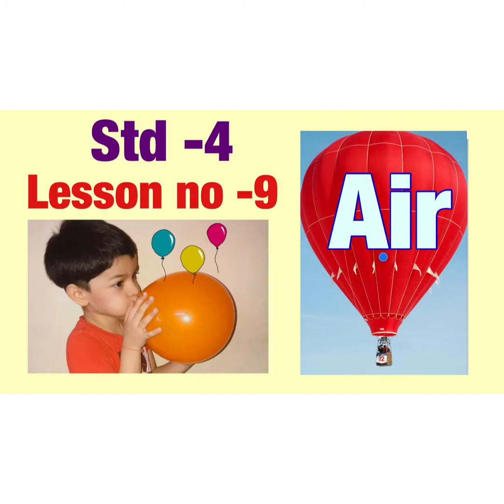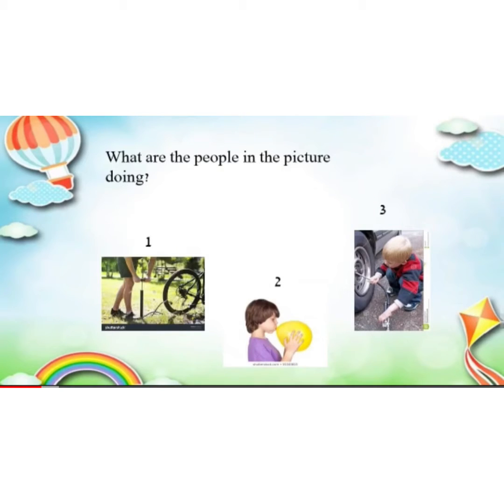Let's start our today's session, that is EVS lesson number 9, and the topic name is air. So students, observe these three pictures. What can you see in the pictures? In the first and the third picture, air is being filled in the tires of the bicycle and the car. In the second picture, the boy is blowing the balloon. So that means he is filling the balloon with the air. Yes, students. So you understood it very right.